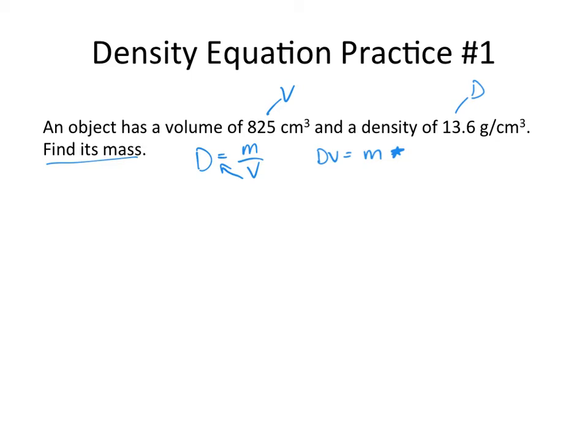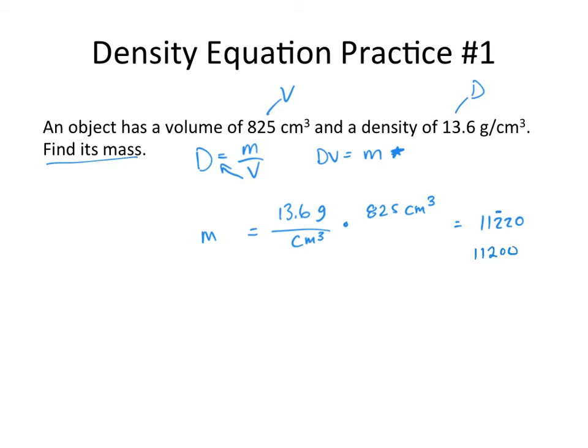Now that we have our manipulated equation, we are going to plug in our variables. So we have density, which is 13.6 grams per centimeter cubed, times volume, which is 825 centimeters cubed, and that is going to be equal to our mass. Now we're going to multiply our 13.6 by our 825, and that's going to give us the following answer. And then we are going to check our significant figures. We're multiplying here, so 13.6 has 3 sig figs and 825 has 3, so we need to have 3 sig figs. So this is going to be our final numerical value.